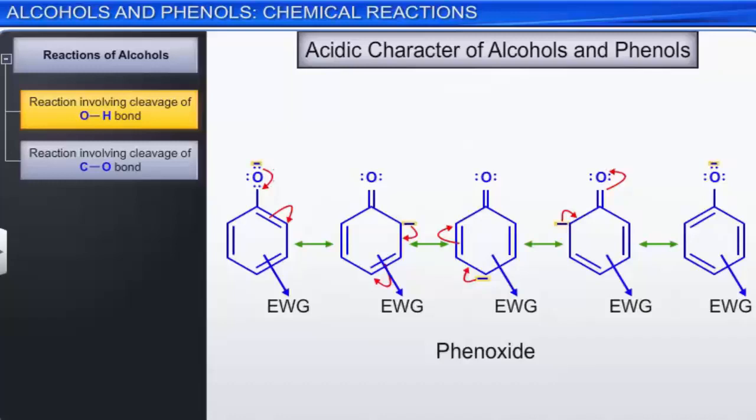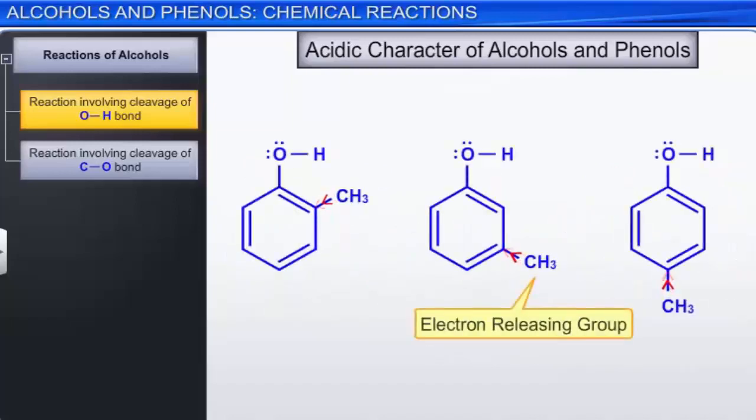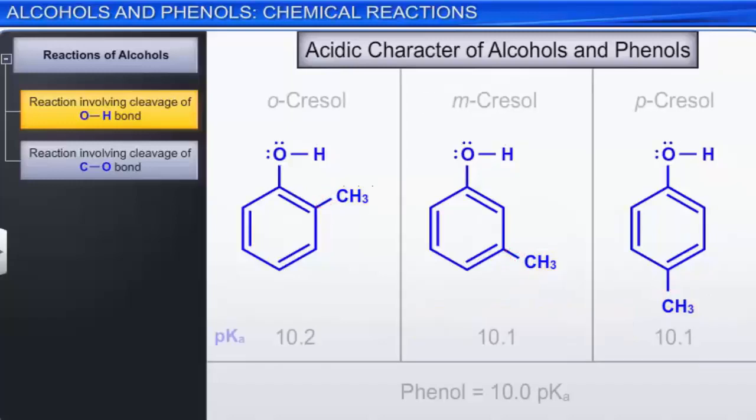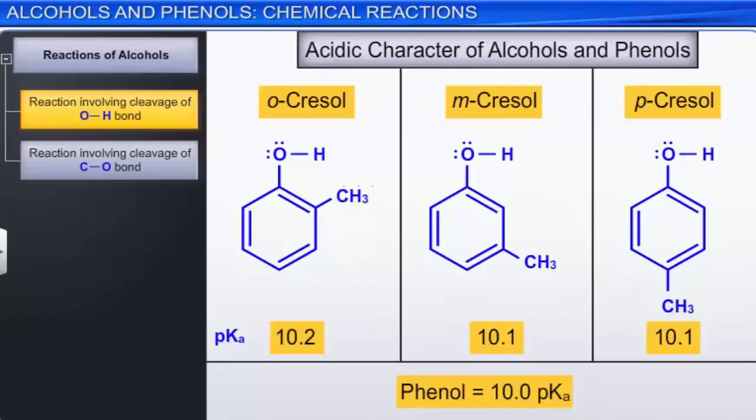Conversely, the presence of electron-releasing groups, such as alkyl groups on the benzene ring, result in weaker acids for substituted phenols. For example, compare the pKa values of phenol and cresol. Phenol has a lower pKa value than cresol, reflecting that phenol is the stronger acid of the two. Remember that pKa values use a logarithmic scale.